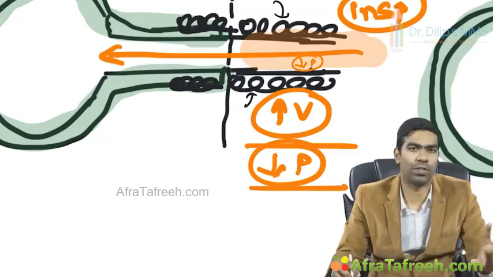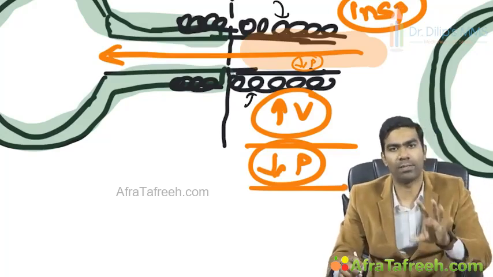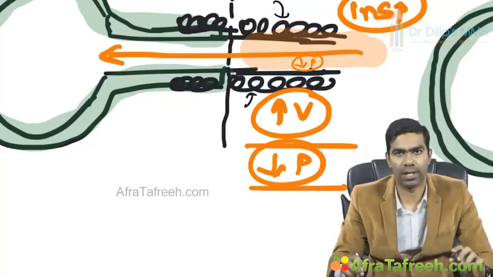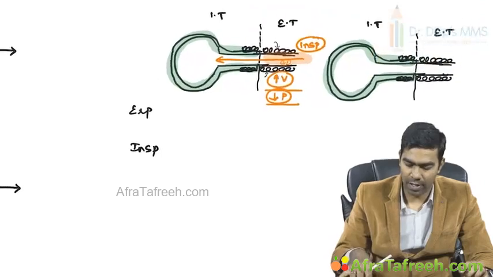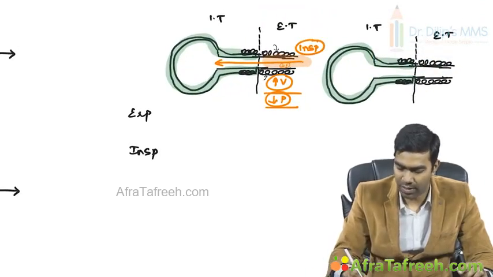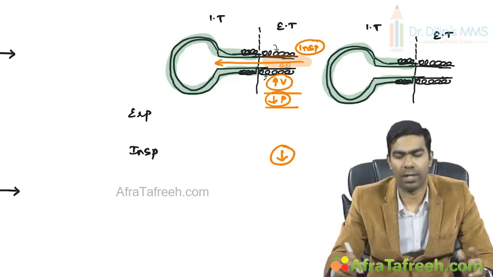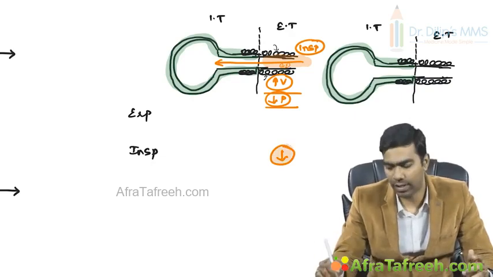They don't collapse because of the good cartilage support, but they have a tendency to collapse during inspiration because of the simple Bernoulli's theorem application. So I can tell you the fact that extrathoracic airways during inspiration tend to decrease in size. At least have a tendency to collapse. I'm not telling it is collapsing.